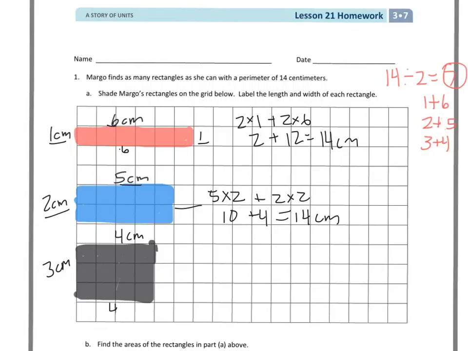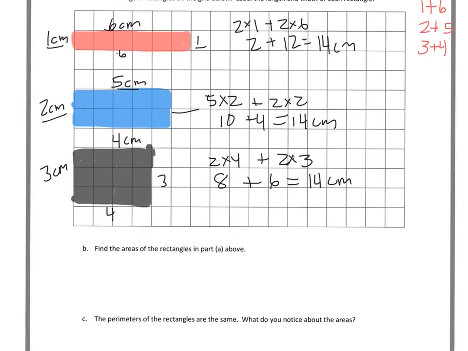And my last one, I have 2 times 4 plus 2 times 3, and again, 2 groups of 3 and 2 4s. So I get 8 plus 6, which equals 14 centimeters. So everything looks good with these. So we'll take a look now.